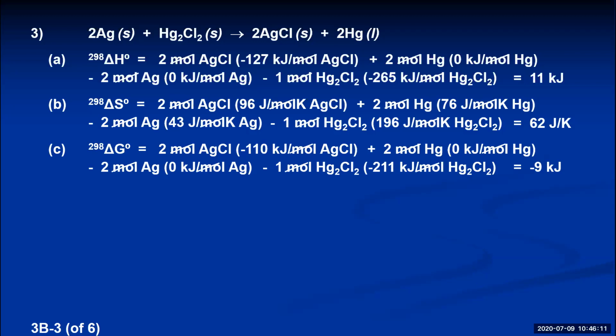D, calculate delta G naught from delta G naught equals delta H naught minus T delta S naught. So just giving you a second way to calculate delta G naught at 298, we'll use our answer from A, the delta H naught value of 11 kilojoules, minus 298 Kelvin multiplied by my answer from B, which converted to kilojoules per Kelvin is 0.062. The Kelvins cancel out. I'm combining two terms whose units are both kilojoules, which is perfect. And my answer comes out negative 7 kilojoules.